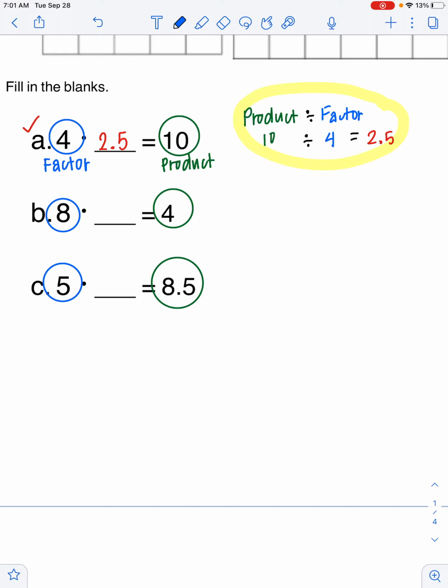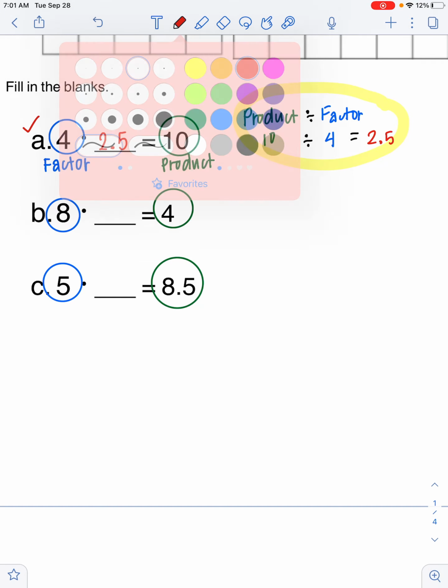and that will tell you the missing factor, because we're using inverse operations. In other words, we know that 4 groups of 2.5 is 10 total, so when we divide 10 by 4, we end up with 2.5. Pause this video and answer question 2.